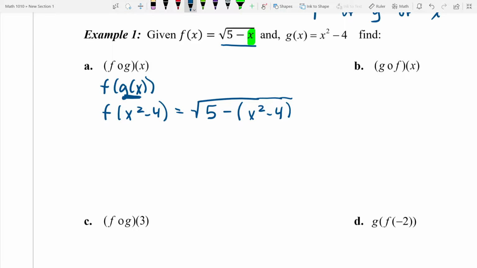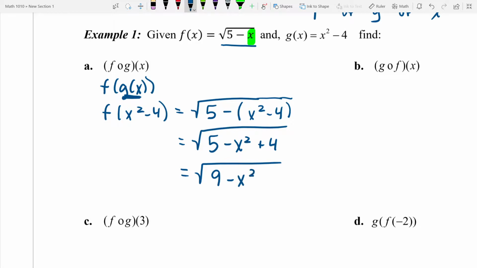The reason I need to put parentheses around it is because that negative is going to be distributed. So g equals the square root of 5 minus x squared plus 4, which is equal to 5 plus 4 is 9 minus x squared. You could also put negative x squared plus 9. It's exactly the same thing, but that's your answer. Okay? Who says, I got that? Let me see, I'm with you.